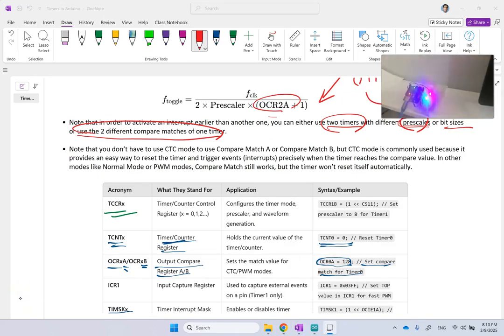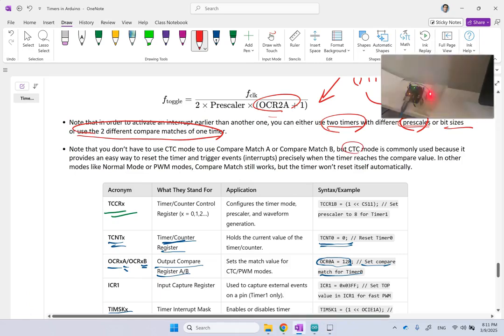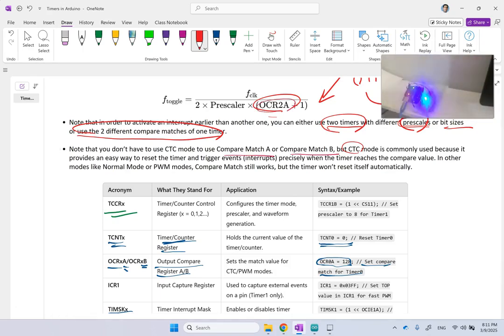One other interesting thing that I want to mention is, remember that whenever we are using CTC mode, compare mode, we are comparing against variable A or variable B, OCRxA or OCRxB. Now the question is, whenever you want to compare your counter against some fixed number that you determine, should you always run your timer in CTC mode? The answer is no.